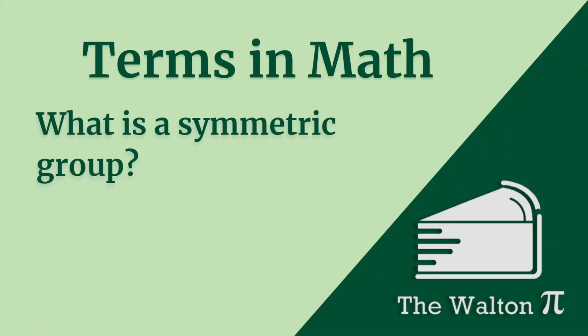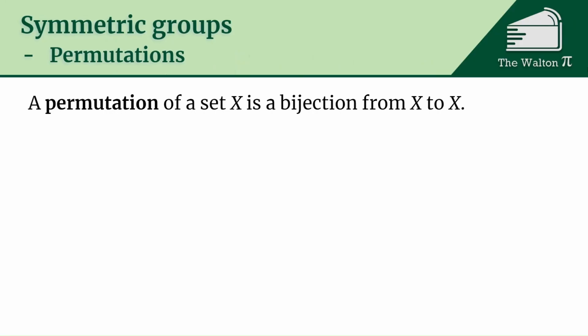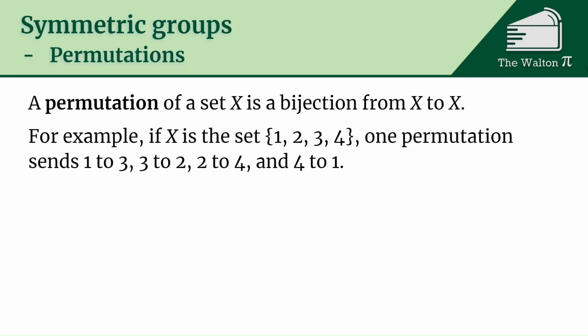Today we're going to talk about what it means for something to be a symmetric group. To start off, we're going to talk about permutations. A permutation on a set X is a bijection from X to X. For example, if X is the set 1, 2, 3, and 4, one permutation would send 1 to 3, 3 to 2, 2 to 4, and 4 to 1.